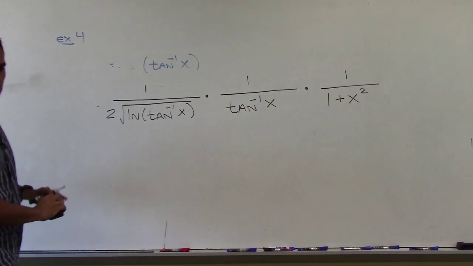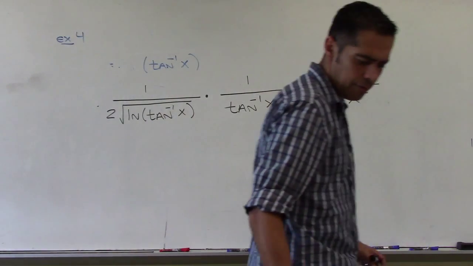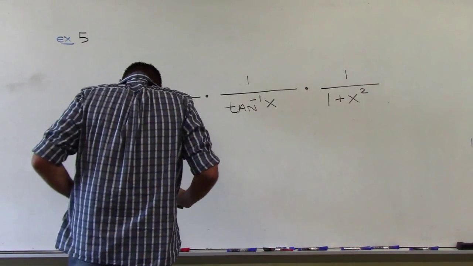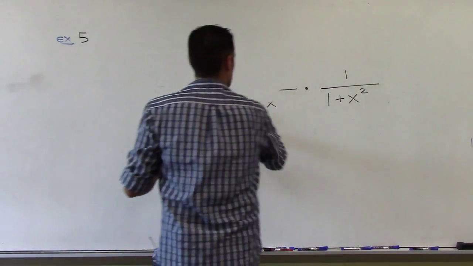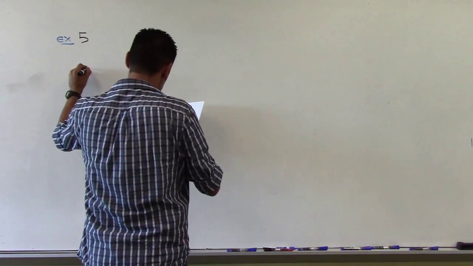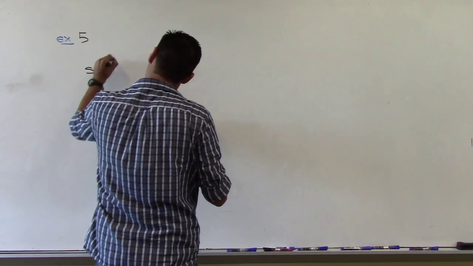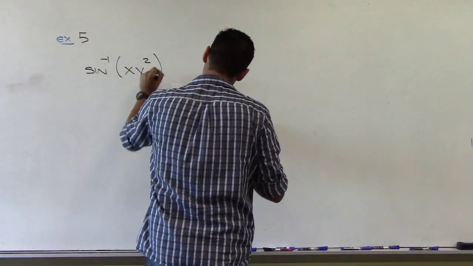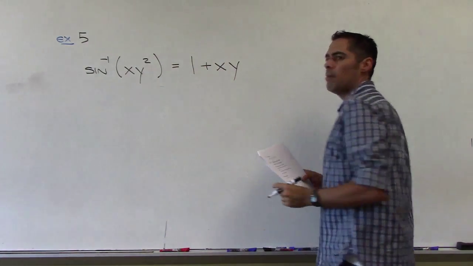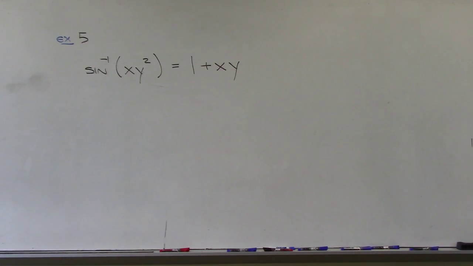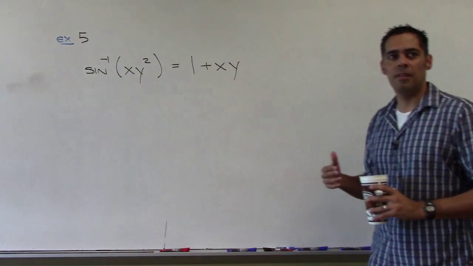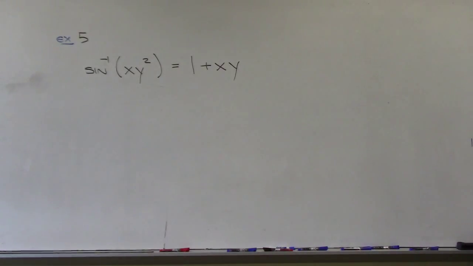Okay, let's do the next example. Example 5. So for example 5, you'll notice that this equation cannot easily be solved for y. And we ran into this in Cal 1. We ran into equations that cannot explicitly be solved for y, and in that case we could not find the derivative explicitly, we found it implicitly. So we just want to do implicit differentiation on this.